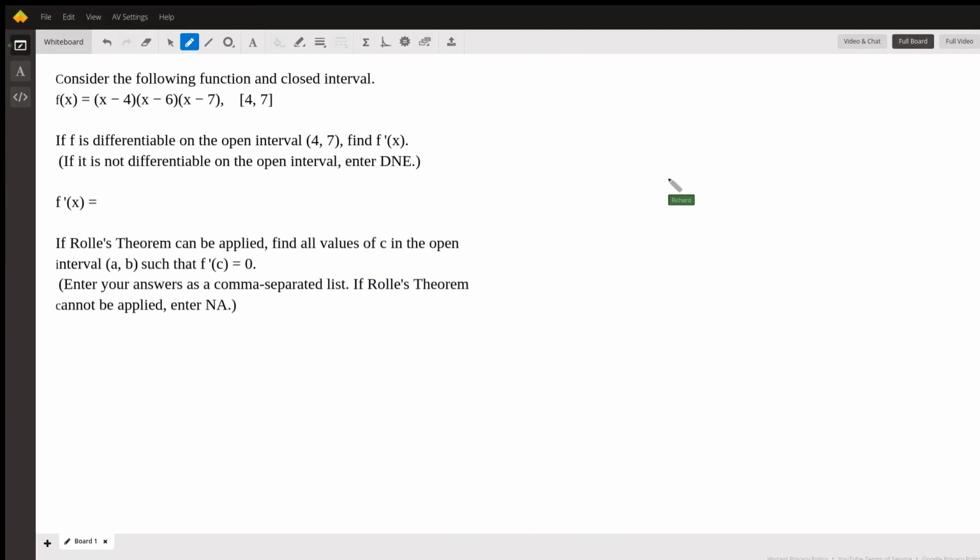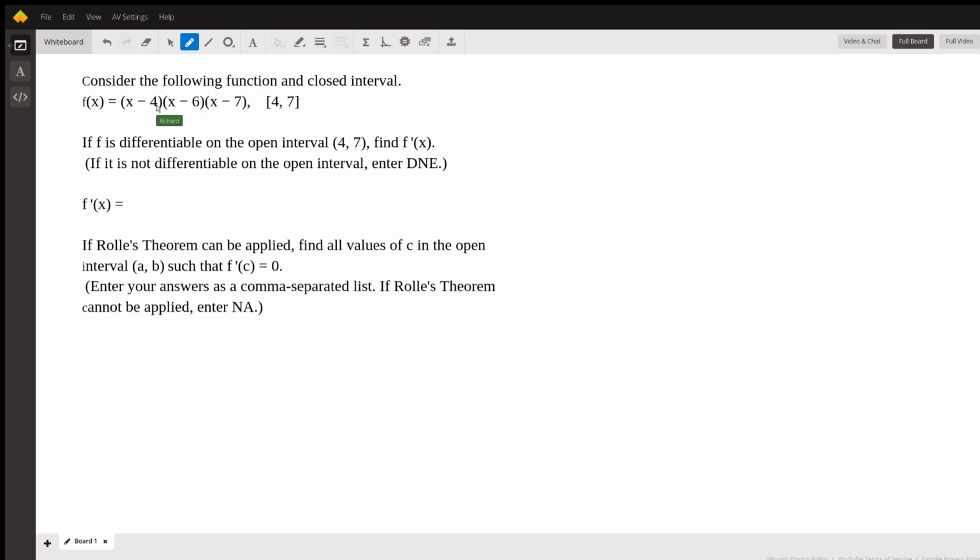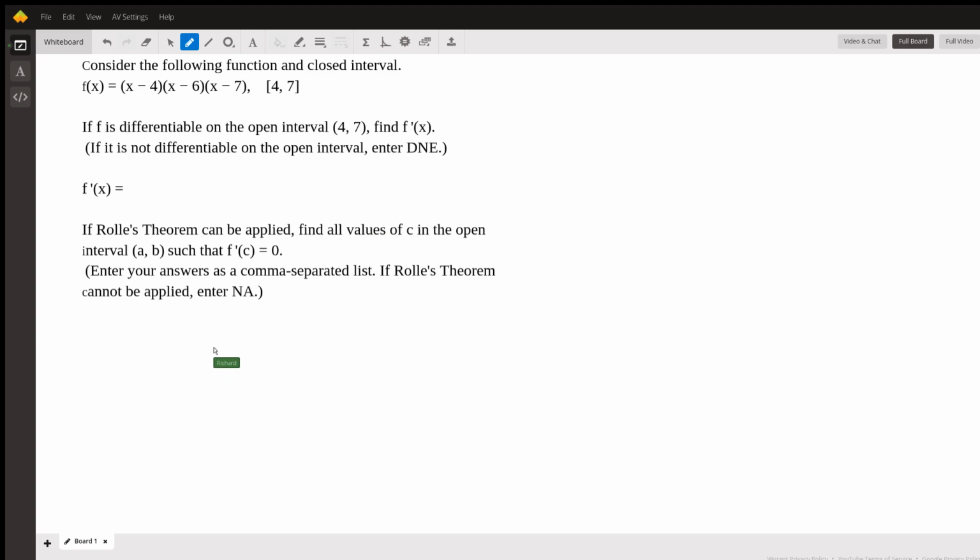This has to do with the polynomial, and it's important to recognize that this is just a third degree polynomial. We're going to FOIL this out in a minute or two, and you'll see it's a third degree polynomial because it's x times x times x, which is x cubed. And all polynomials are differentiable and continuous on the real number line, so there's no reason to worry about whether this will satisfy the conditions for Rolle's theorem. It most certainly will.